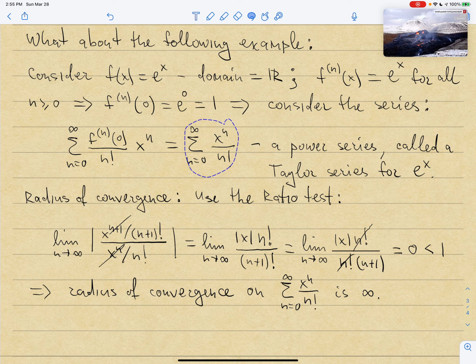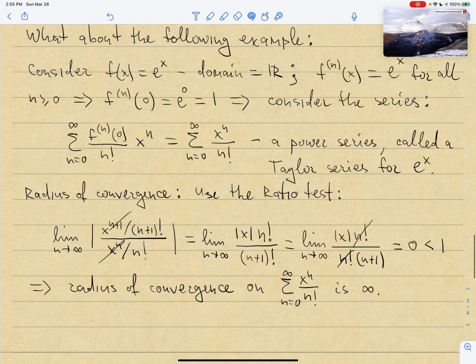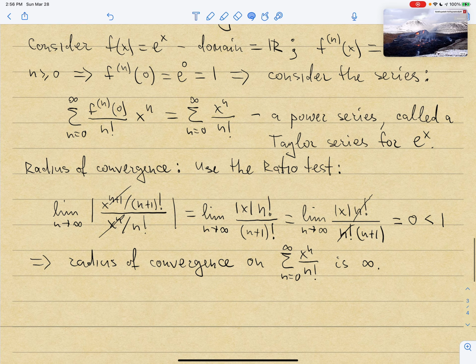If e to the x was a power series, then of course the two things are the same, e to the x and that would be the same, because that's how I got this formula. But if I don't know a priori that e to the x can be written as a power series, as this power series, in fact, then I don't really know if this has anything to do with that.